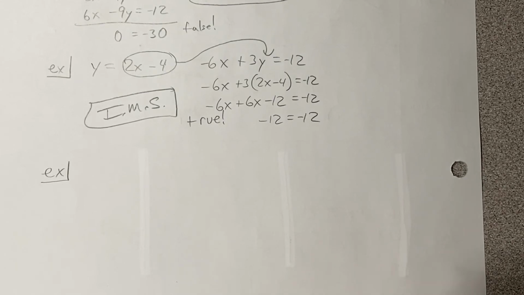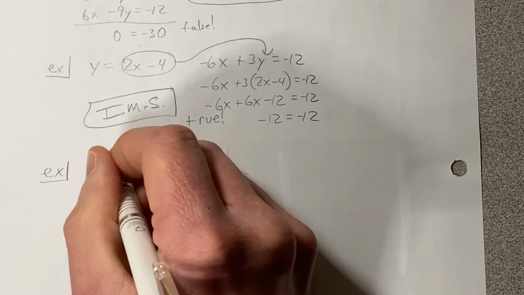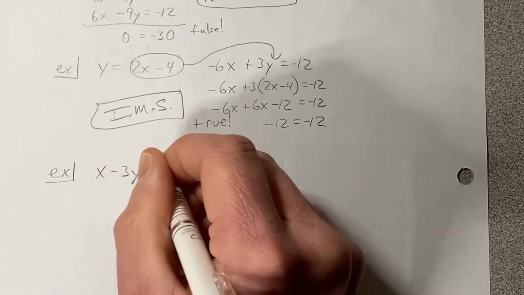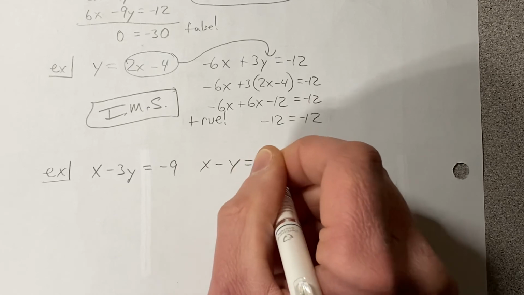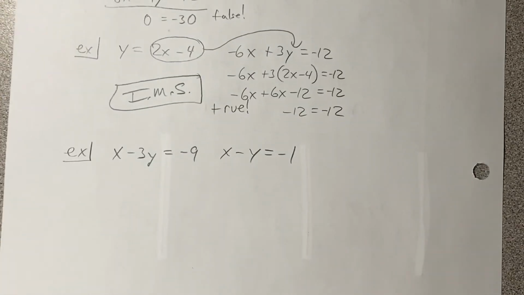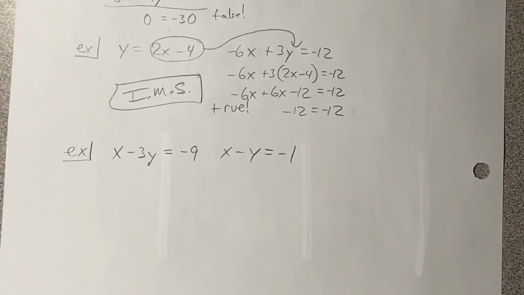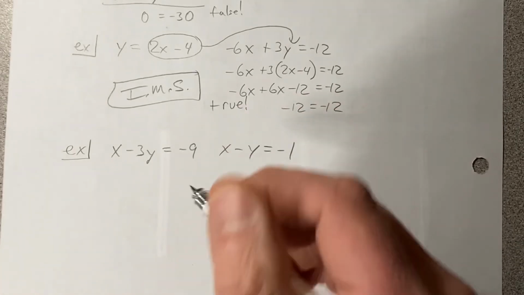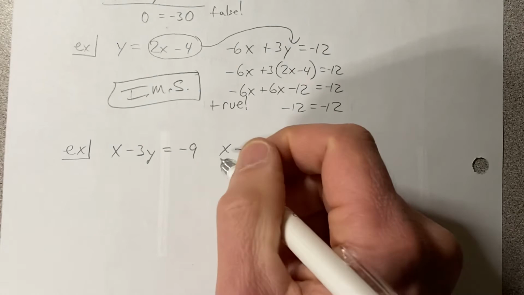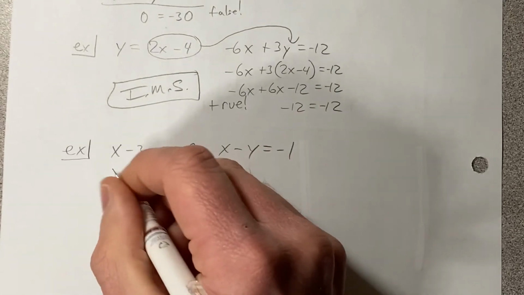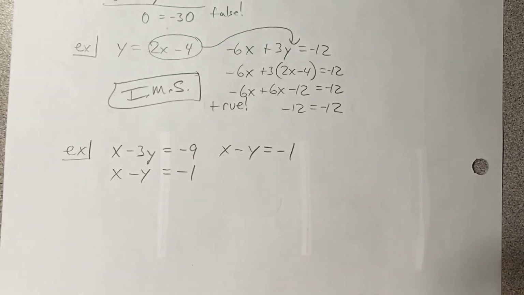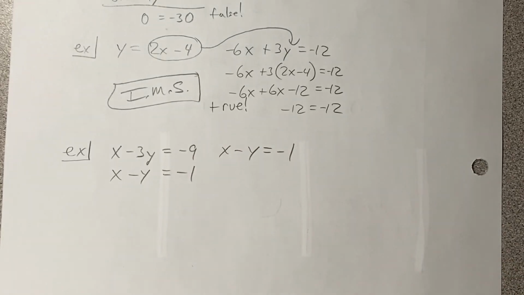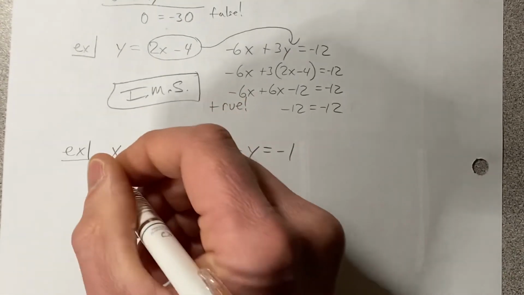Our last example, let's take a look. x minus 3y equals negative 9, and x minus y equals negative 1. Substitution or elimination, either one's going to be pretty easy. I'm going to do elimination. I'm going to write one underneath the other: x minus y equals negative 1. Right now, if I added them up, they would not eliminate.